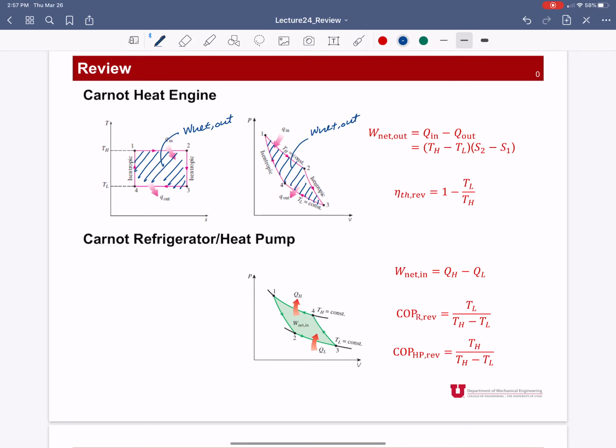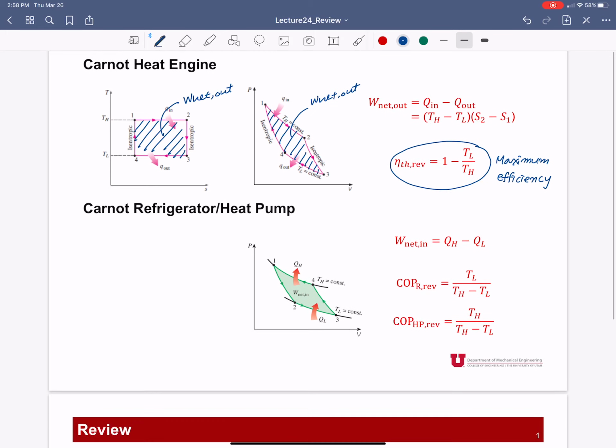We can calculate the efficiency of the Carnot heat engine, which can be written as this equation. So by knowing the highest temperature and lowest temperature, we can calculate the efficiency of the Carnot cycle. And what you have to remember is that this should be the maximum efficiency of all thermodynamic cycles that you can think of. So nothing can exceed the efficiency of the Carnot cycle.